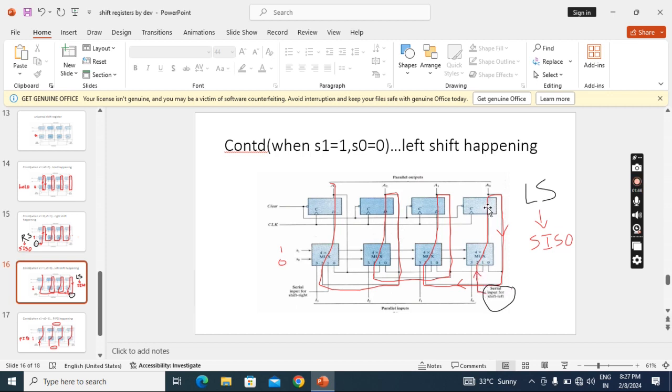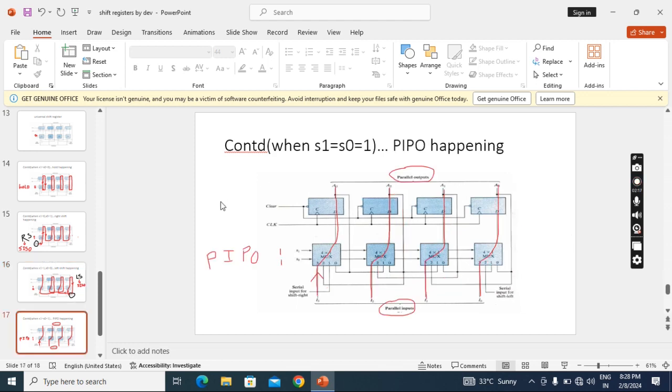It will go like this. Even if it comes out, it is not considered. We are not giving any parallel input. So it will come down. And this path is also there, but whenever select is 10, it won't be selected, na? So it is coming down in this path and going here like this, again coming like this, again coming like this, and here we will get serial out. This is serial out. Okay.